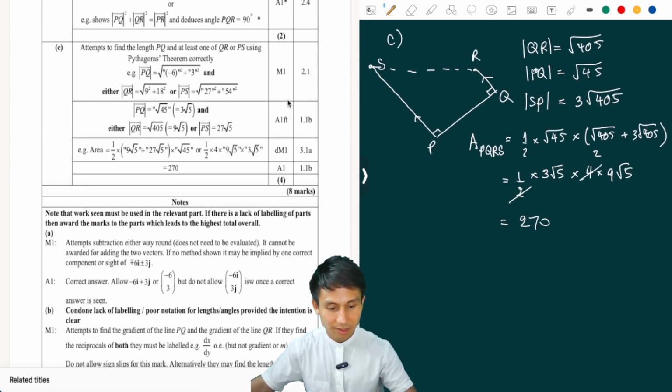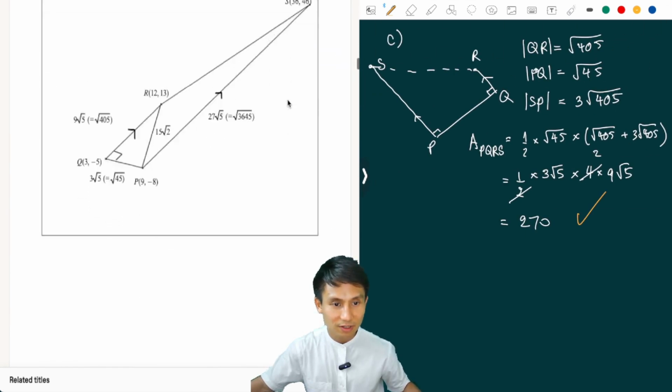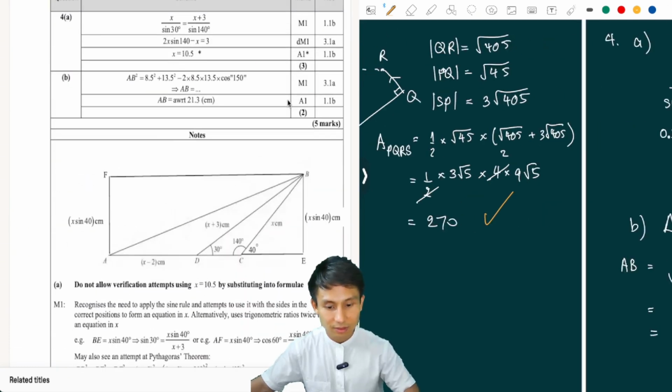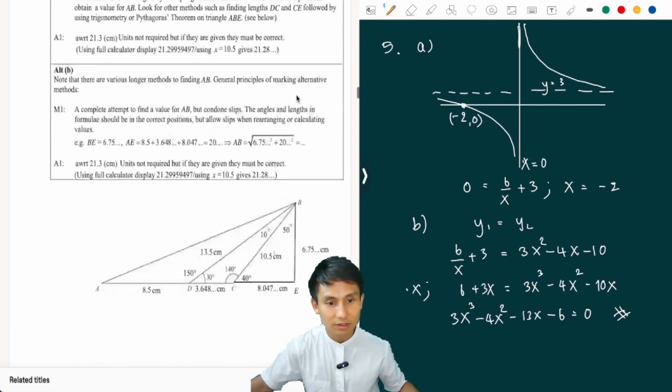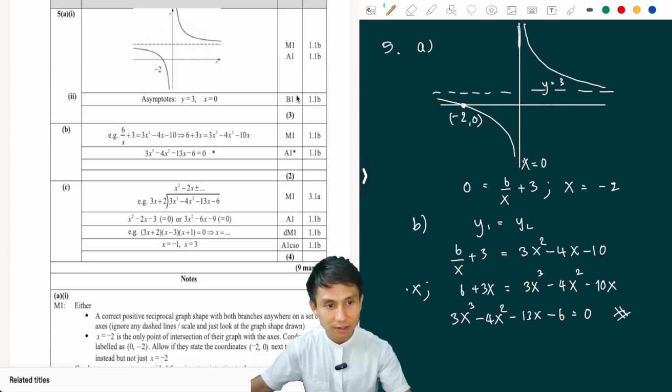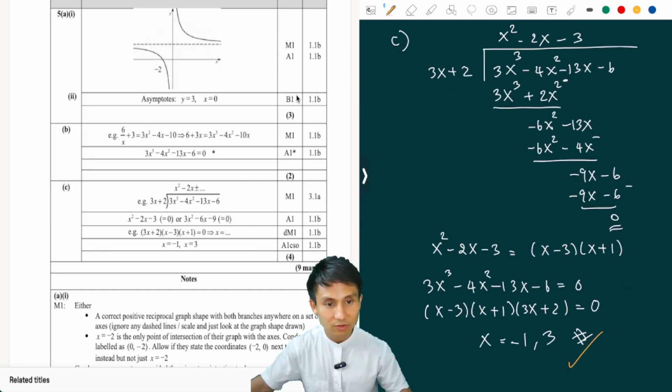Yeah, and then this is 270, that's fine. Number 4, 10.5 as shown, 21.3, good. Number 5, yeah, nailed it for the graph thing. This is as required, so that should be right. -1 and 3, that's right.